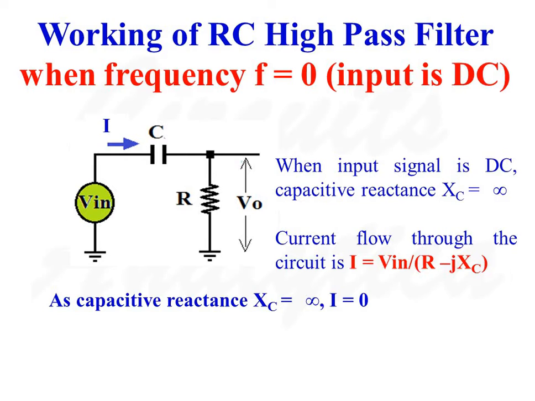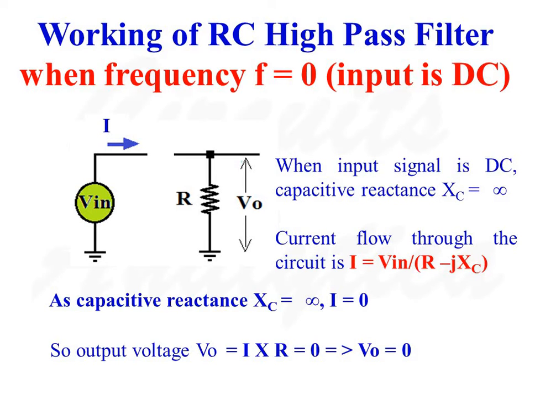Working of RC high-pass filter when frequency F is equal to 0 or when input signal is DC. When input signal is DC, capacitive reactance Xc is equal to infinity. Current flow through the circuit is given as I is equal to V in divided by R minus jXc. As capacitive reactance Xc is equal to infinity, current I is equal to 0.